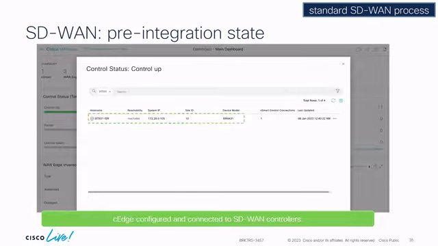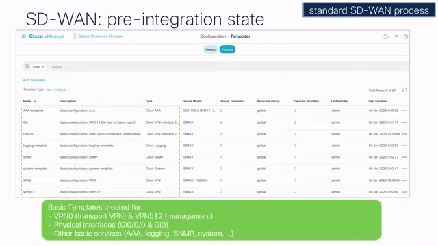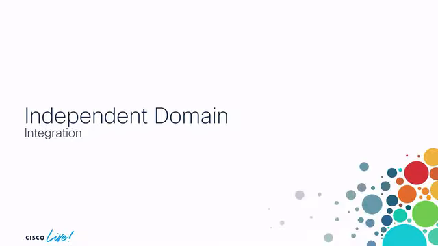From SD1 perspective, again, everything is standard. In that case, I have one device. You can see it's control up, so it's connected to the orchestrators. This is standard process. I have some basic templates, VPN 0, interfaces, services, and so on and so forth. Again, this is the way how you do SD1. Nothing specific here when it comes to the configuration and an integration of these two pieces together.